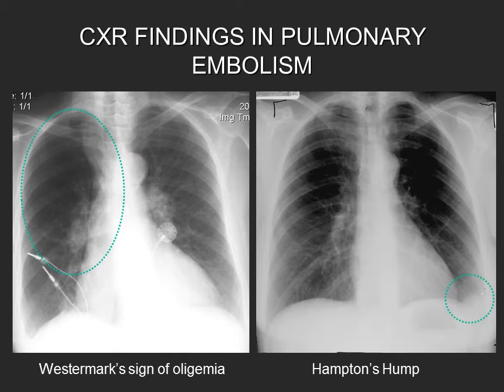The patient on the right has a Hampton's hump, which represents pleural infarct at the periphery of the left lower lung base. If you recall, this was the finding present in our patient at the beginning. In the differential of Hampton's hump, one must also consider a pleural effusion, pulmonary nodule, or round atelectasis.